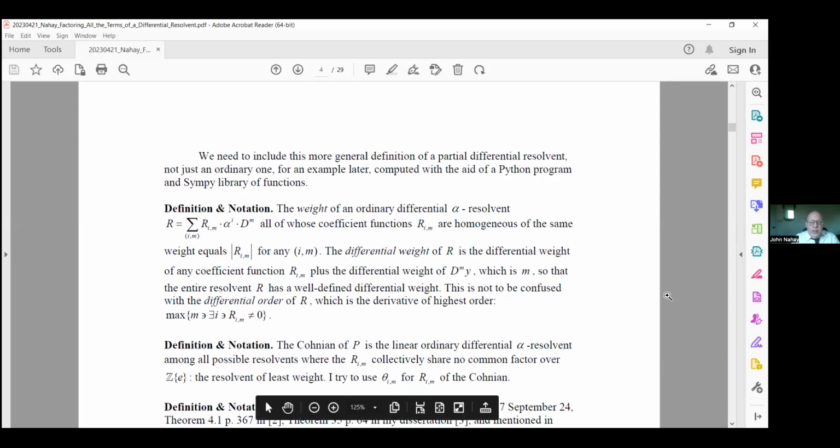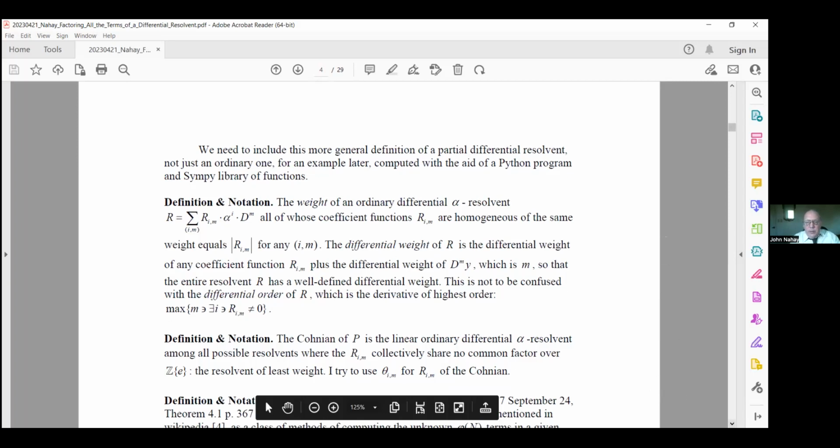The conian of P is the linear ordinary differential alpha resolvent among all possible resolvents where the R sub im collectively share no common factor over the base differential ring. So it's the resolvent of least weight. And I try to use theta im for R sub im of the conian.